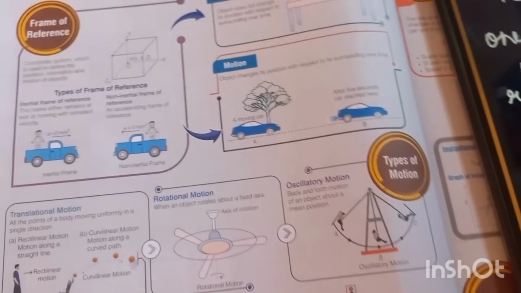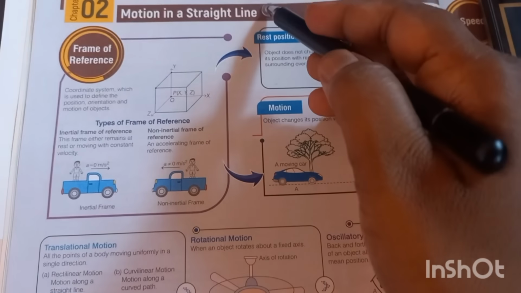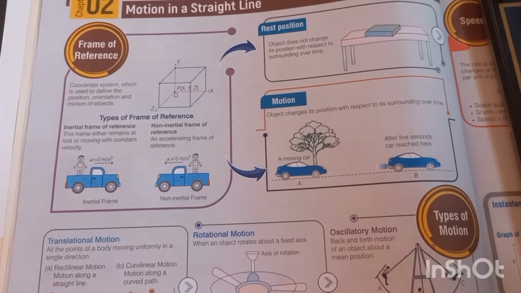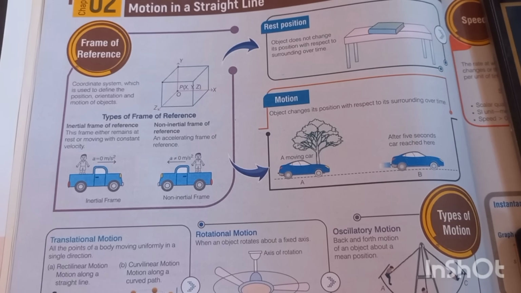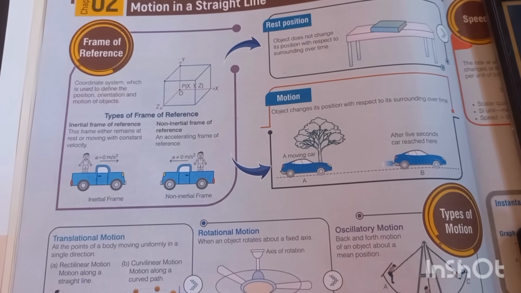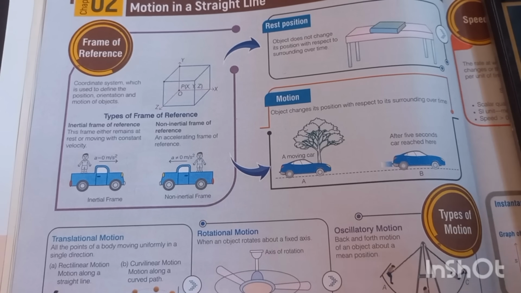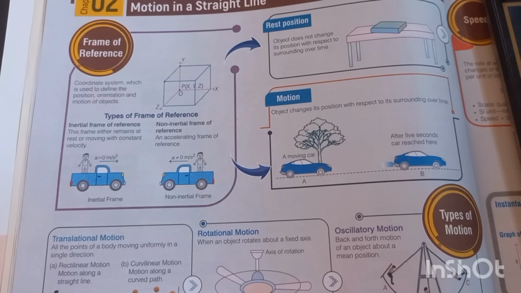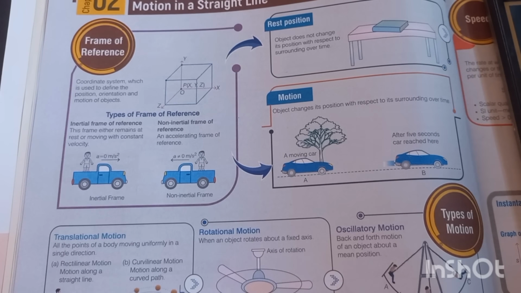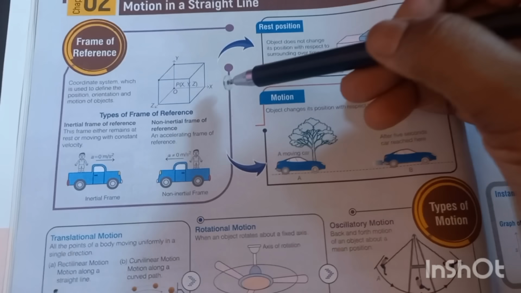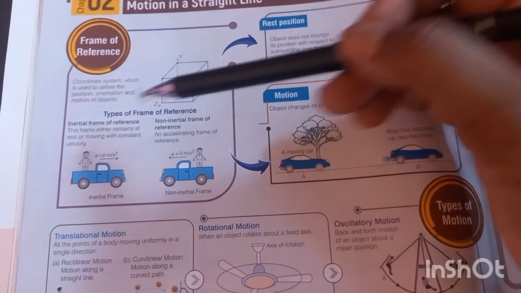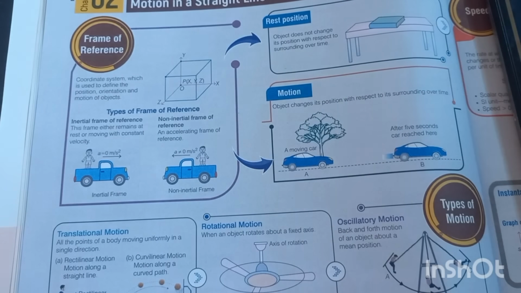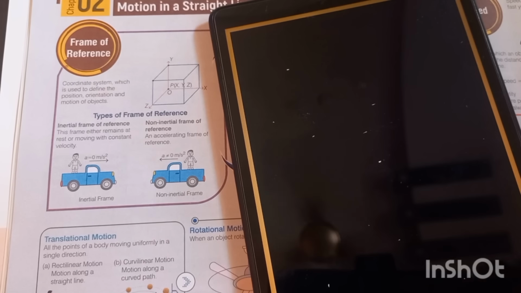So here you can see the chapter, motion in the straight line. Okay, so here there are frames of reference. So what is meant by frames of reference? It is nothing but there are two frames of reference. One is the inertial frame of reference and non-inertial frame of reference. Okay.